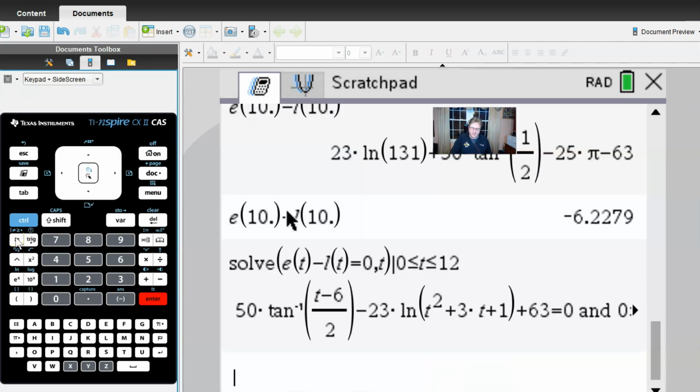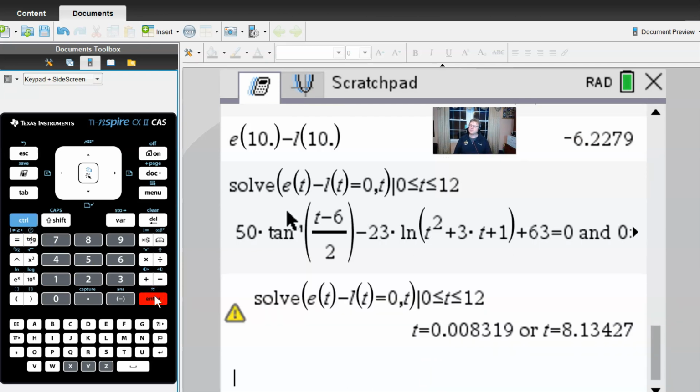Now the calculator is probably going to give me some exact values, but a control enter will give me the two decimals that I seek, the 0.008 and this 8.13.